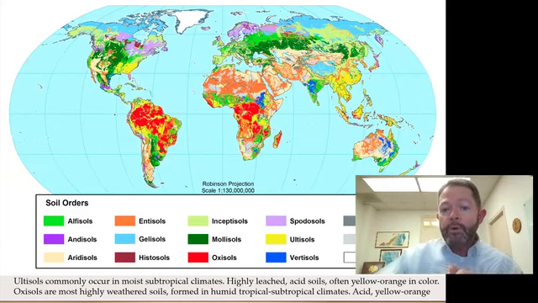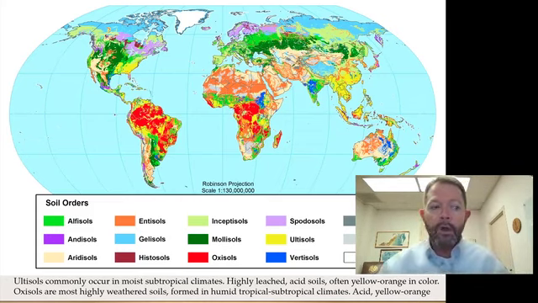And that's this red one, which is called an oxisol, and also yellow. You can see yellow colors in and around the red colors, especially in South America, in Central Africa, and you can see a lot of yellow colors in Southeast Asia. Those are called ultisols. Ultisols commonly occur in moist subtropical climates. They're highly leached acid soils that are often yellow-orange in color.